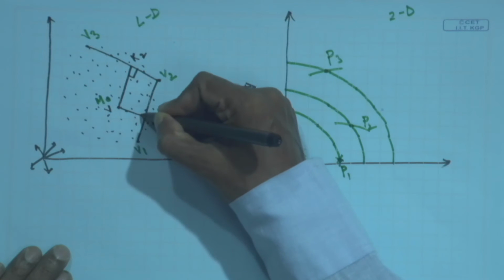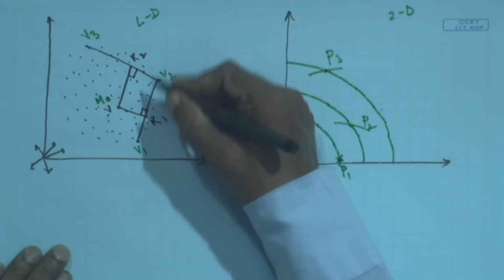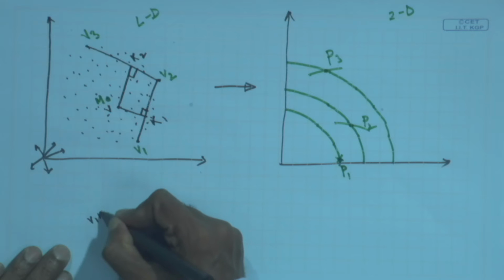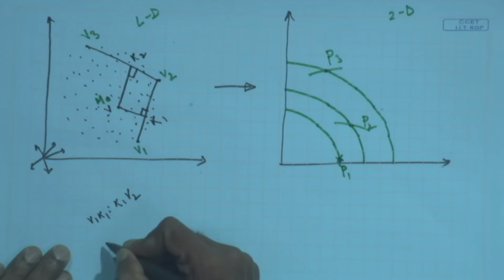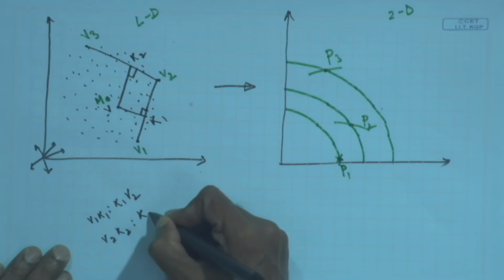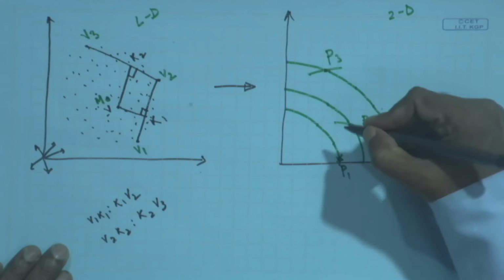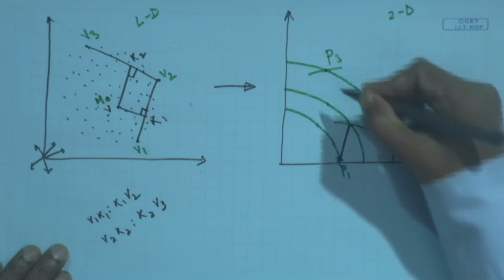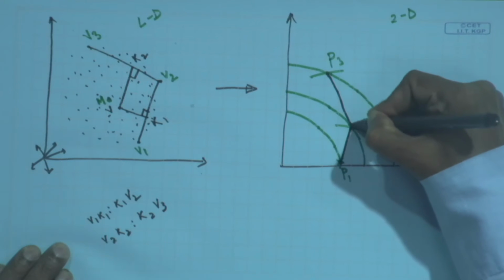So, I am getting the points K1 and K2, and once I have these points, I can very easily find the ratio V1K1 to K1V2, and also the ratio V2K2 to K2V3. Next, we join the points P1 and P2 by a straight line, and join P2 and P3 by another straight line.